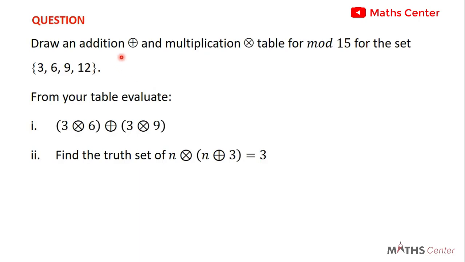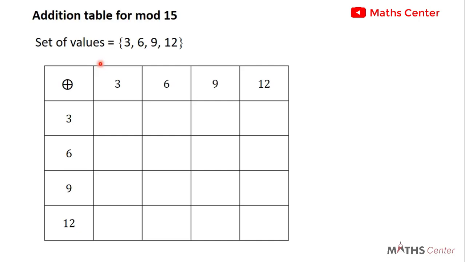We will draw the addition and multiplication tables in this video. In the next video, we are going to use our tables to solve the remaining part of the question. Let's begin by drawing the addition table for mod 15 for the set 3, 6, 9, 12. As you can see, we were given a set of values in the question, so we are going to use that set of values to draw the table. There are 4 values in the set, so we are going to draw a table with 5 columns and 5 rows. In the first cell, we will indicate the sign of the operation we are going to perform.